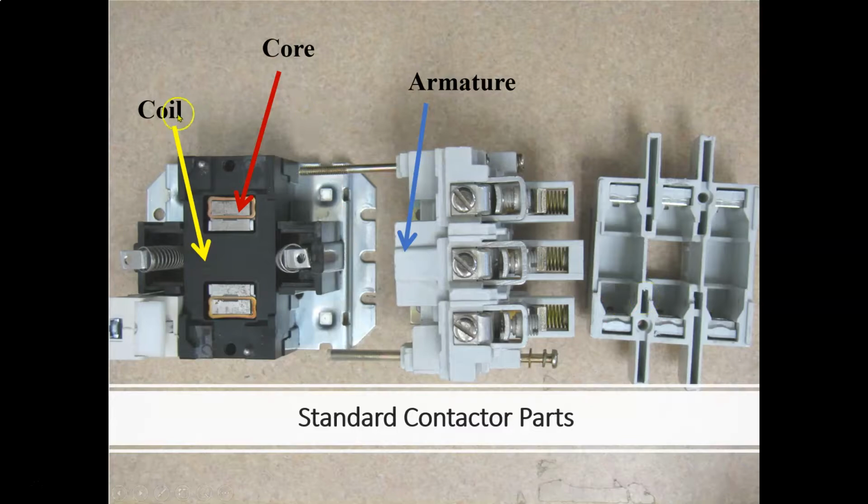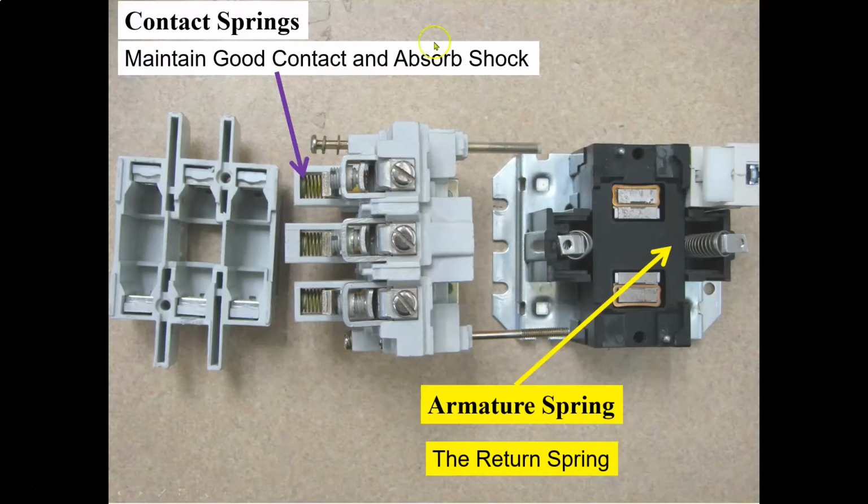So we have our coil and the core. These are shading coils, which I'll get to in a little bit. We have our armature here. Here we can see the contacts, and those are the springs to allow the contacts to hit and not to bounce. So it's going to reduce the amount of arcing. Okay, contactor springs right here. They absorb the shock and maintain good contact. It's a good little breakdown of what is inside of a contactor here.